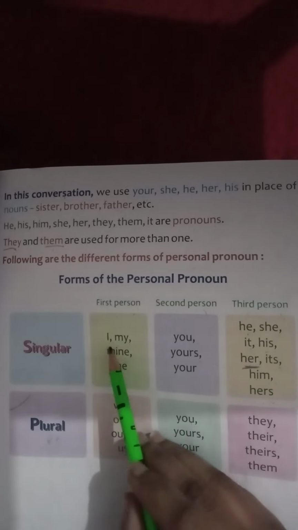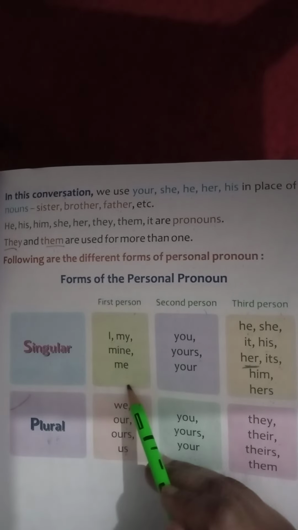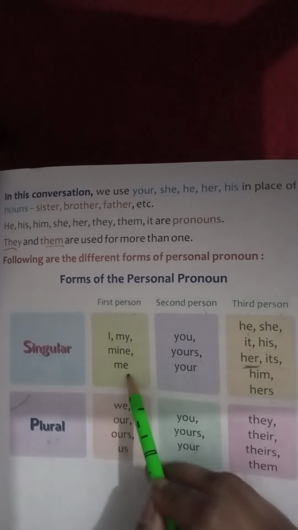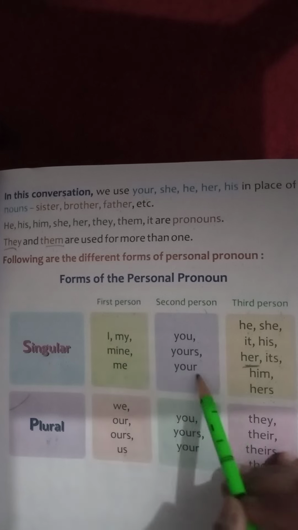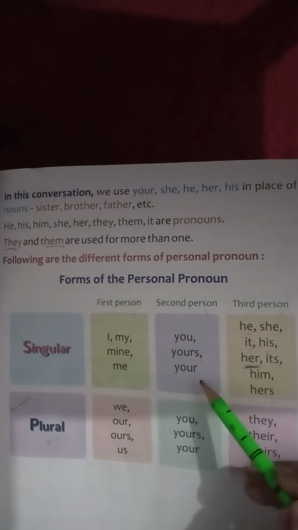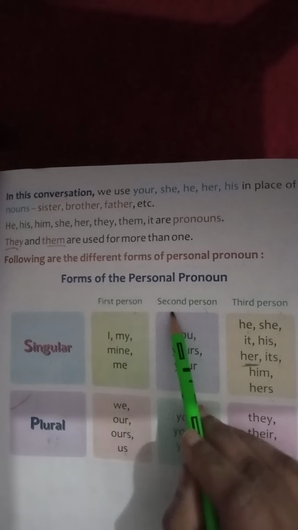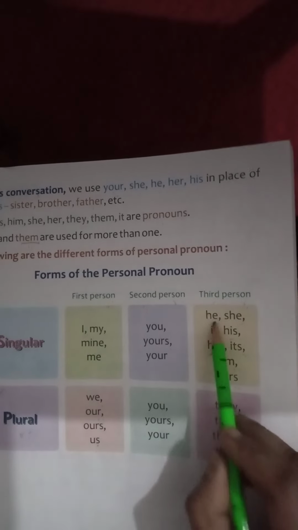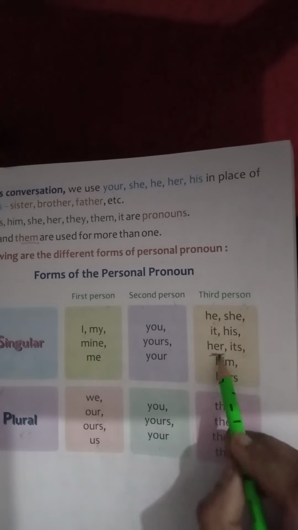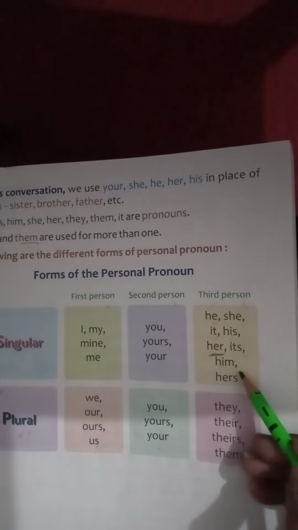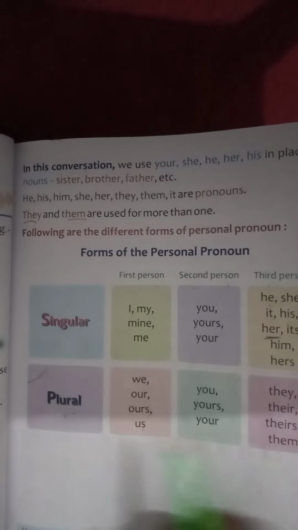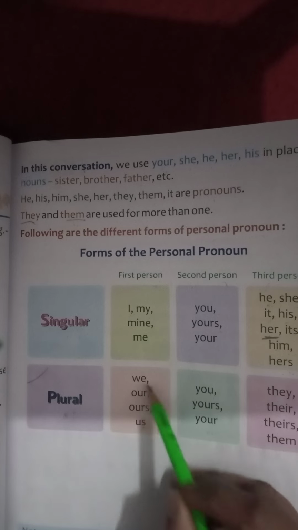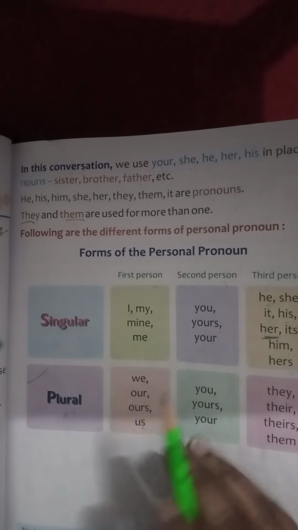In singular, we use I, my, mine and me, right? When we use I, my, mine and me, that means this is first person. When we use you, yours and your, that means it is second person. Number 3, third person. When we use he, she, it, his, her, its, him or hers, it is third person, right? In plural, we use we, our, us and ours. That means it is first person.